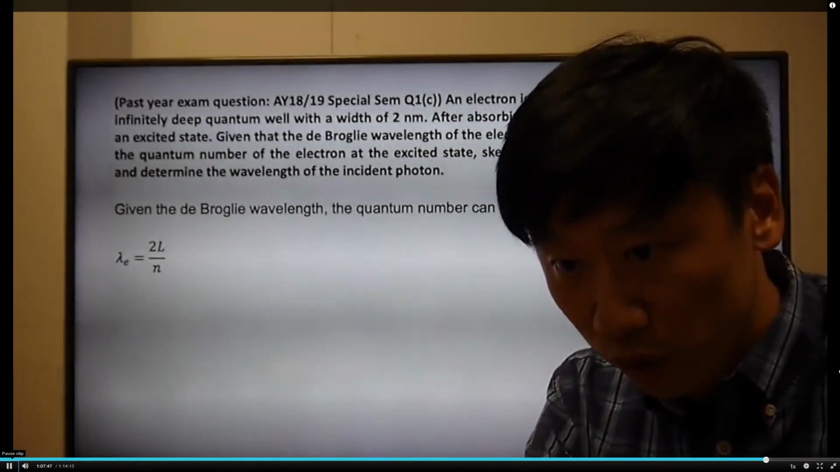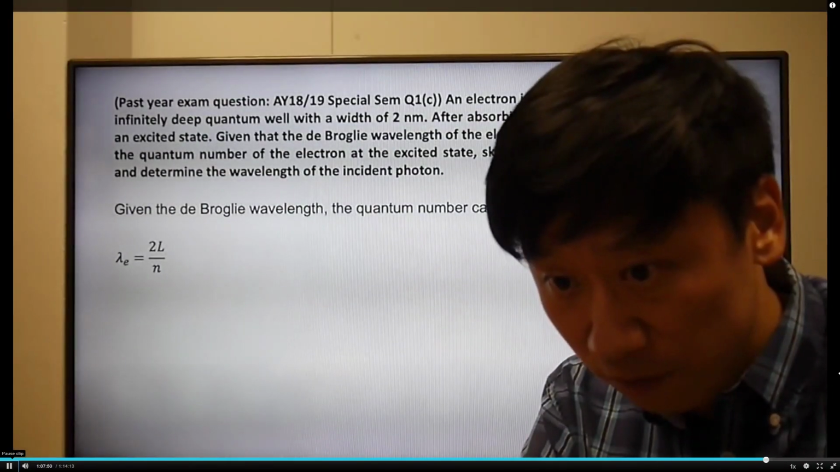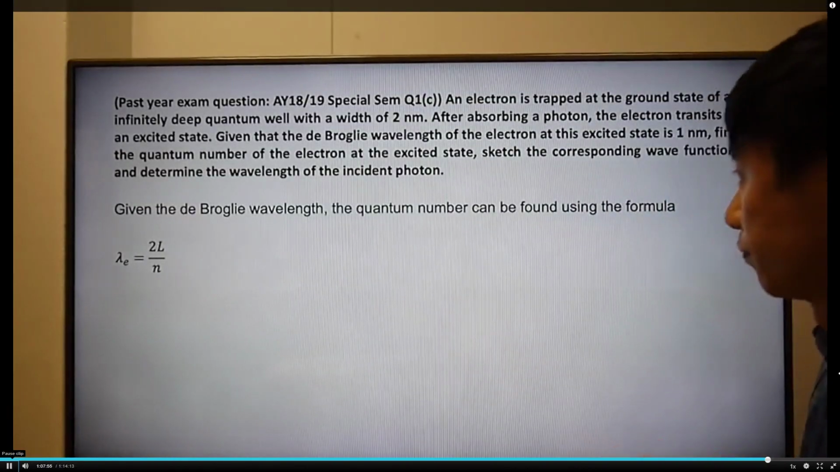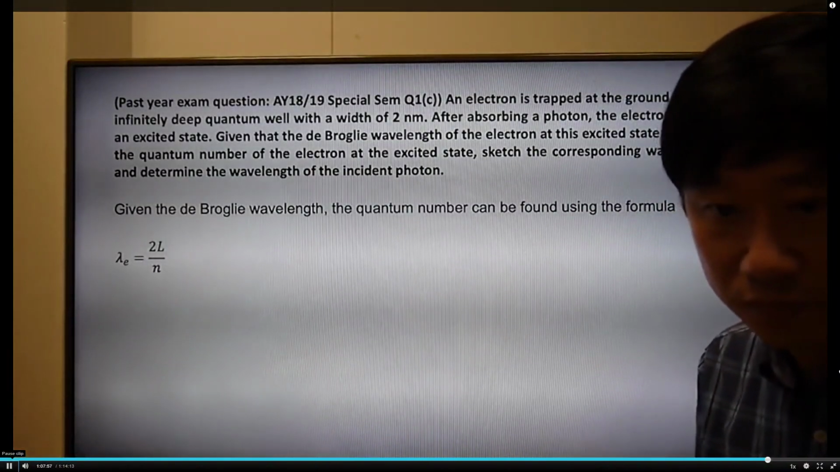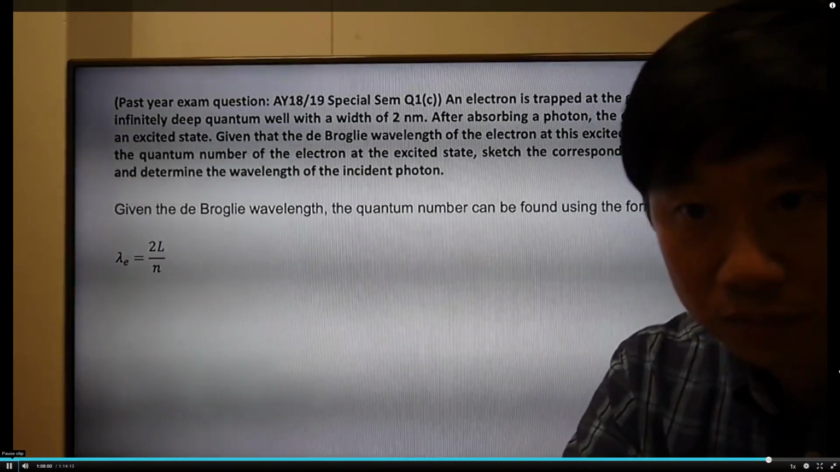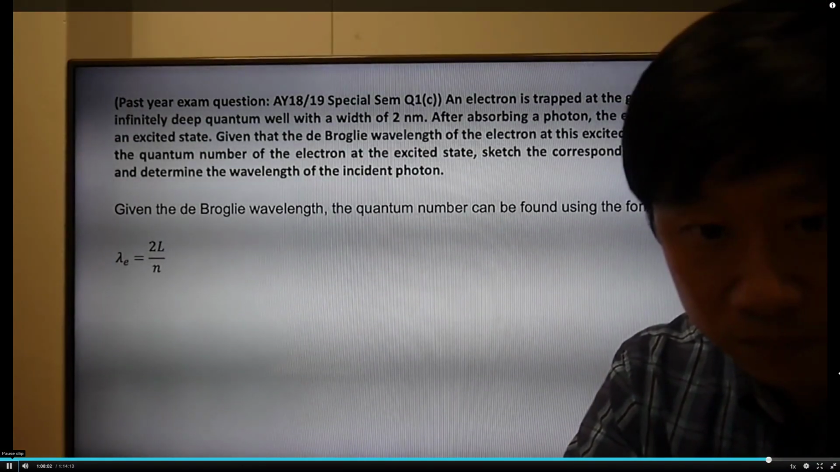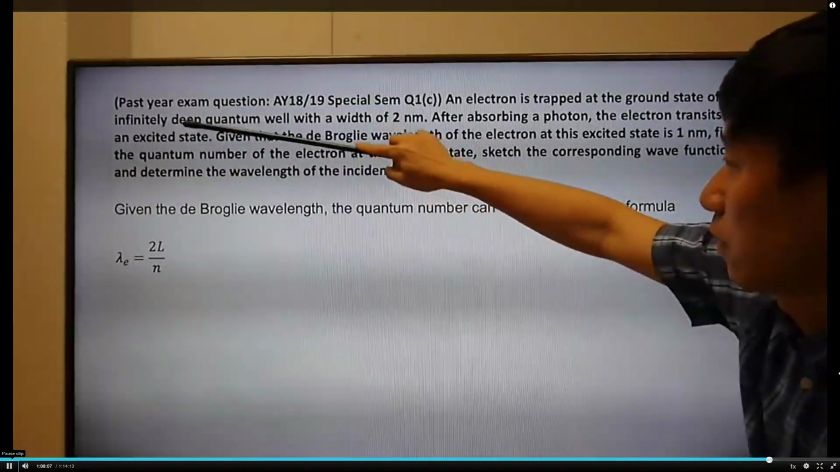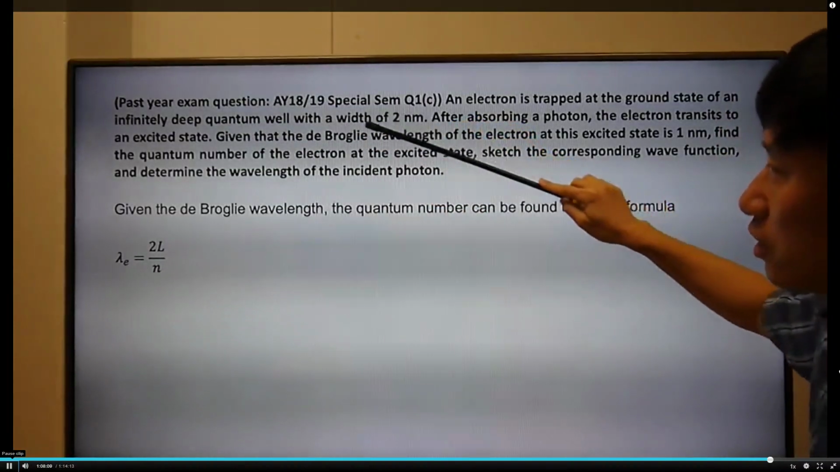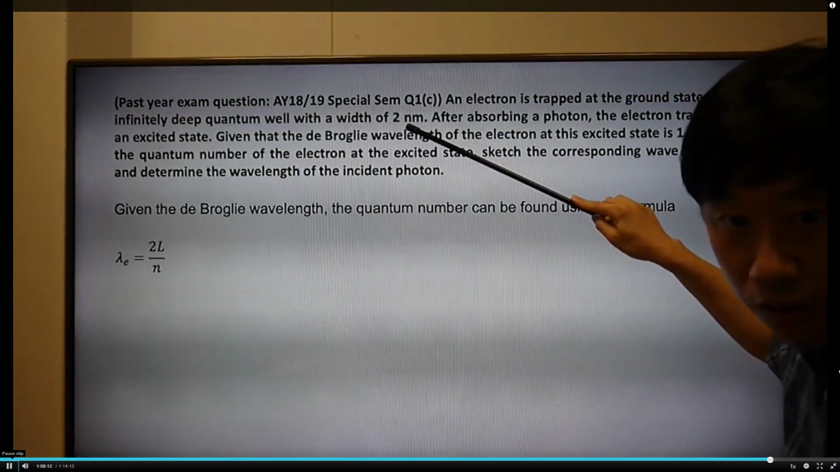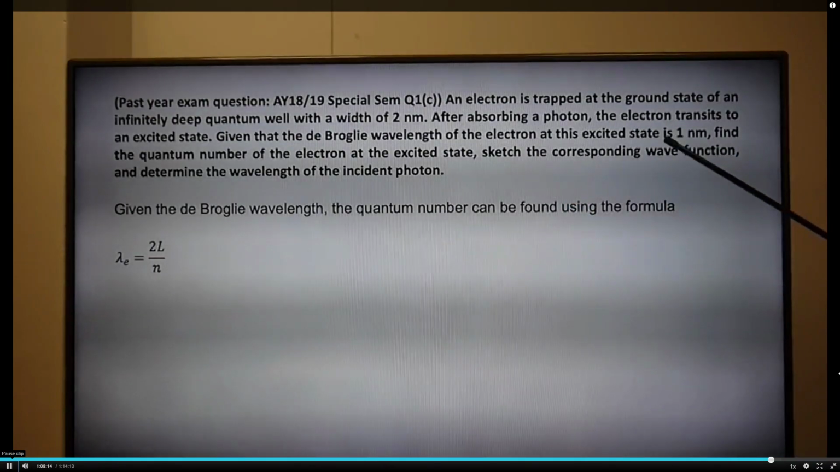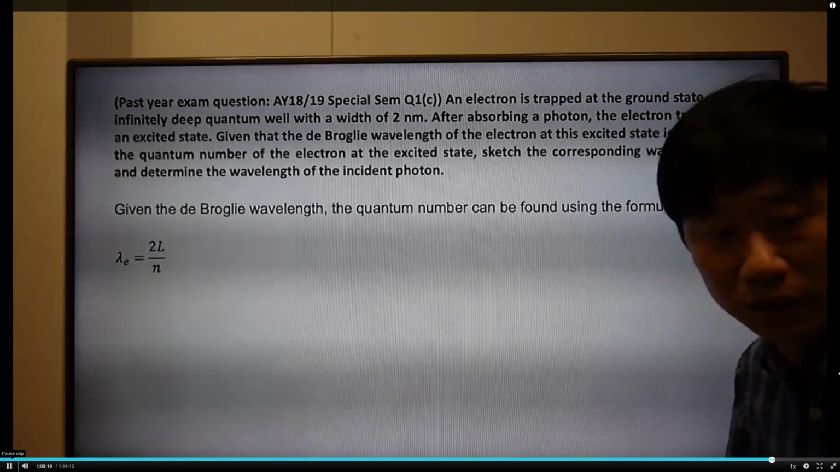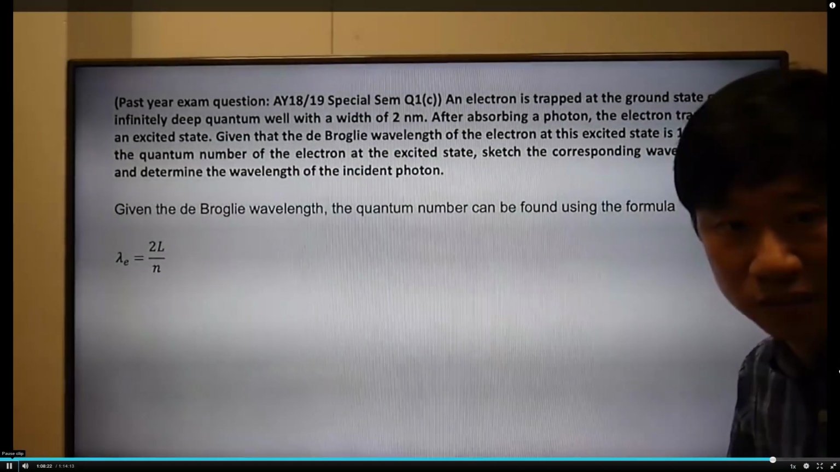Then I want you to find the answer of the first question. Now we have a confined quantum well, and its width is 2 nanometer. And the wavelength is 1 nanometer. What is the quantum number in the current state?